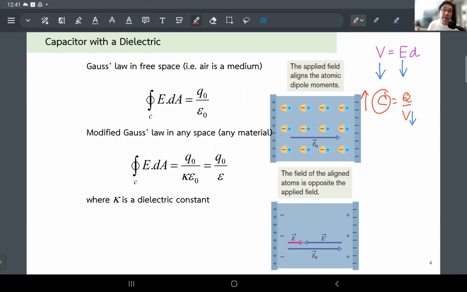you improve, or you increase the value of the capacitance of the capacitor by not changing the surface area. You're not changing the distance between the plates. You only squeeze in the dielectric material to it.